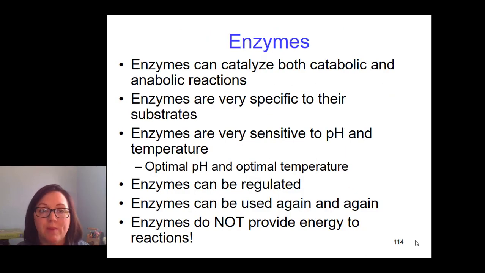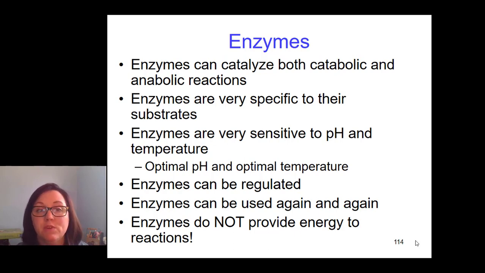Enzymes have a lot of really cool properties. They can catalyze both anabolic and catabolic reactions. So remember, catabolic reactions break things down and anabolic reactions build things up. So an enzyme can be used to do both. Actually, one enzyme can be used to either break down or build up the same exact reaction. It just depends upon the conditions in the cell, which direction it's going to go.